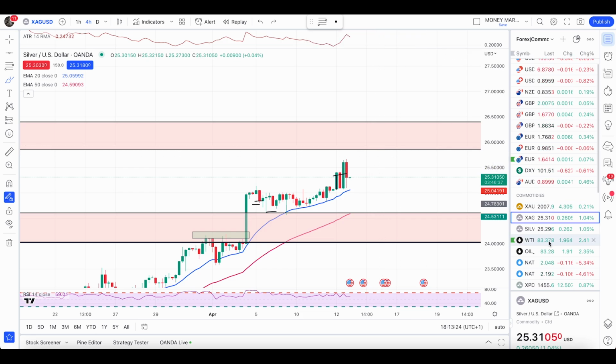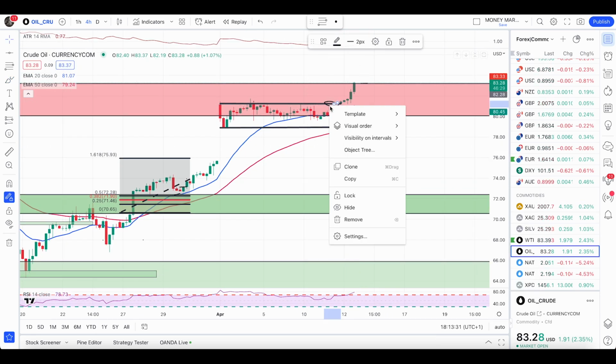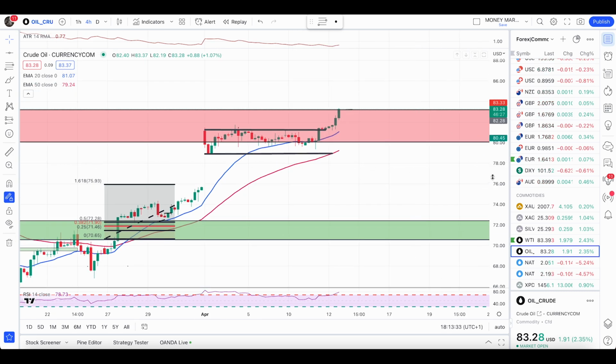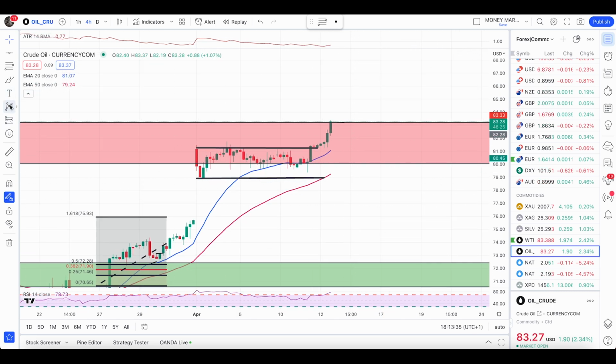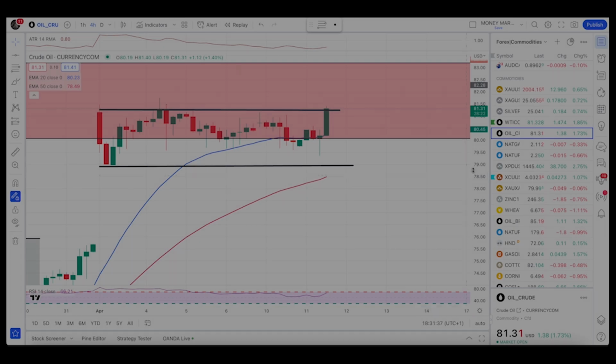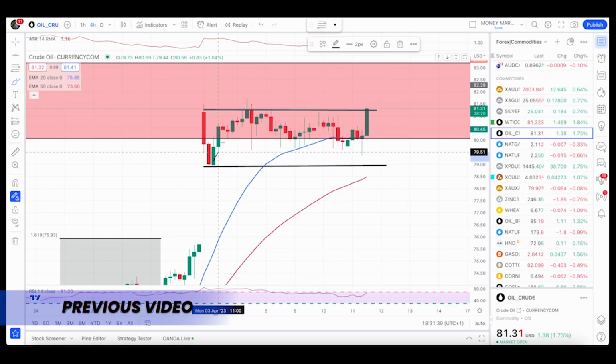Let's check crude oil. Right, so we had a break above this box as mentioned in my last video, and we have a push up successfully to the upper level of this resistance mentioned in my last video. Let me show you that. Still ranging sideways within this box.